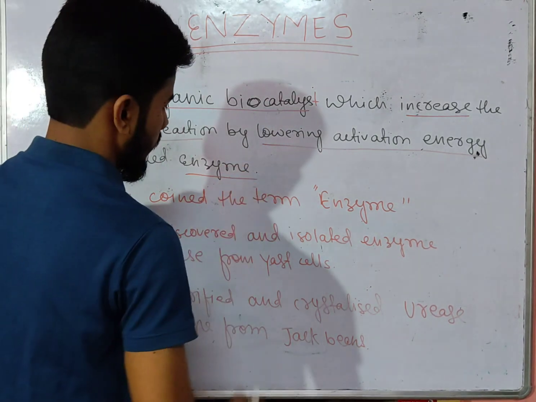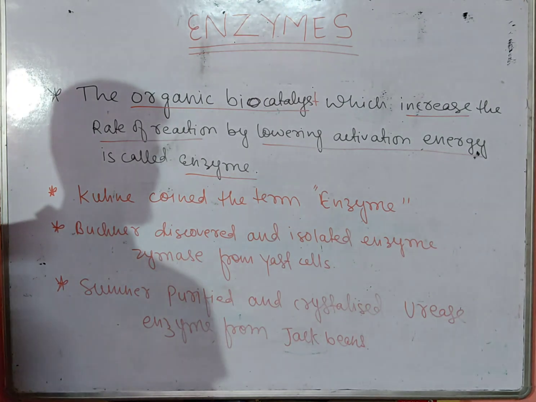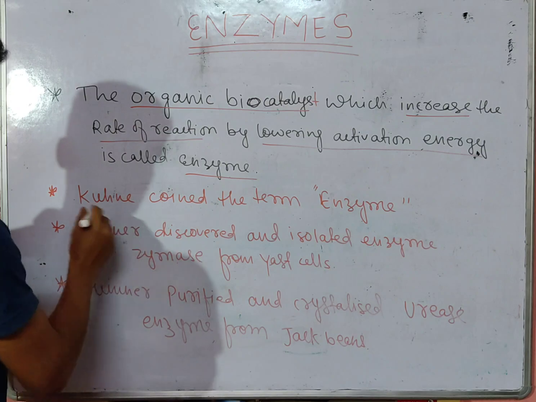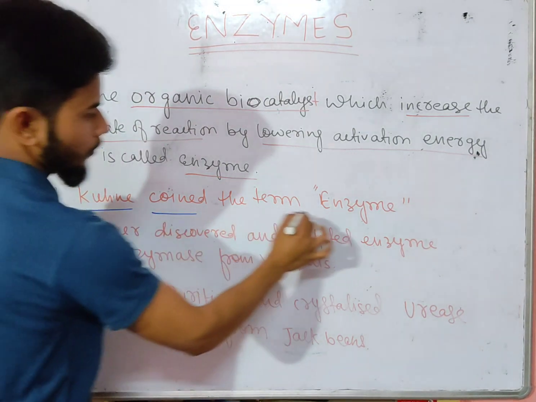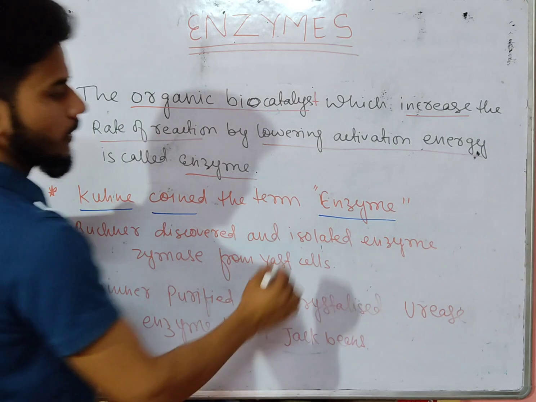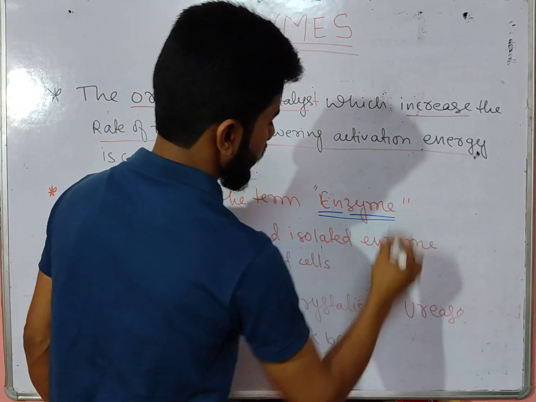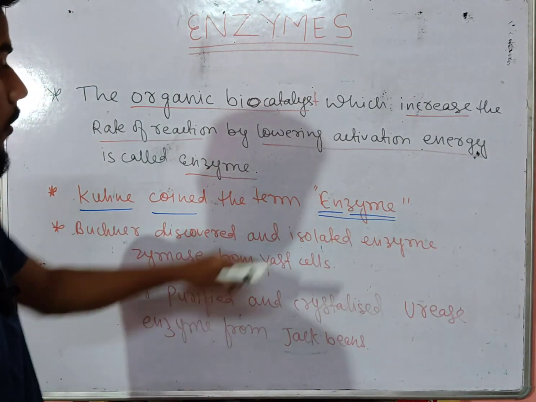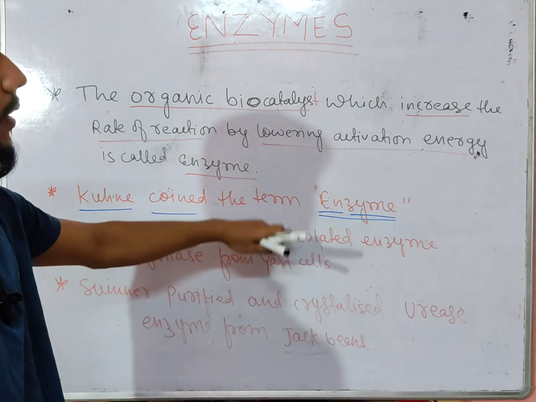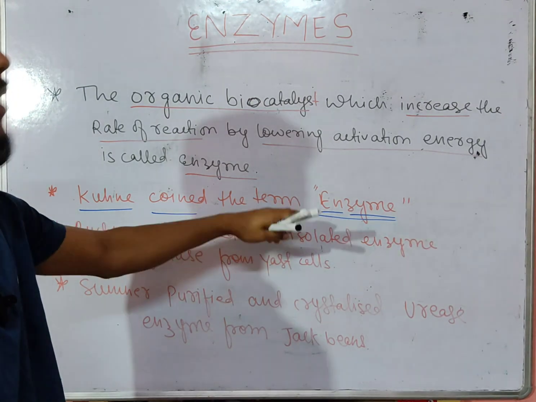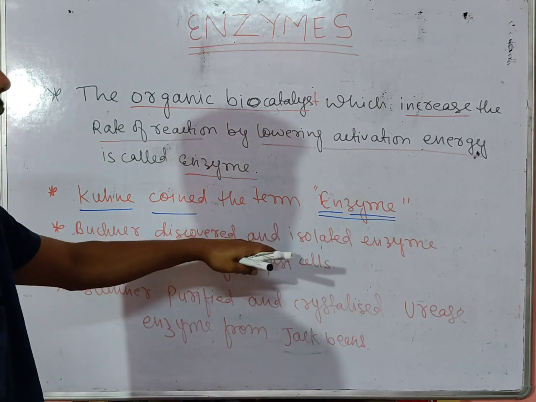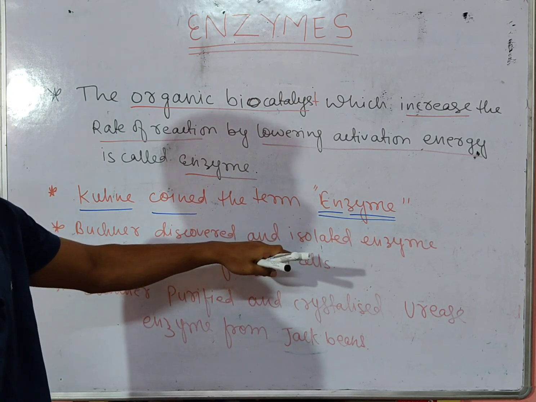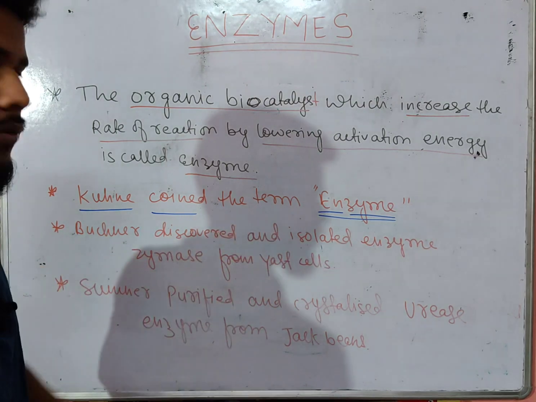Okay, if there is a question that who coined the term enzyme, so basically we have a scientist whose name is Kuhne. Kuhne is a scientist who coined the term enzyme. Basically the word enzyme has two parts: en means in and zyme means yeast. Basically enzymes are colloidal substances which are made up of macromolecules, basically protein, and proteins are further made up of amino acids, which are the micromolecules.